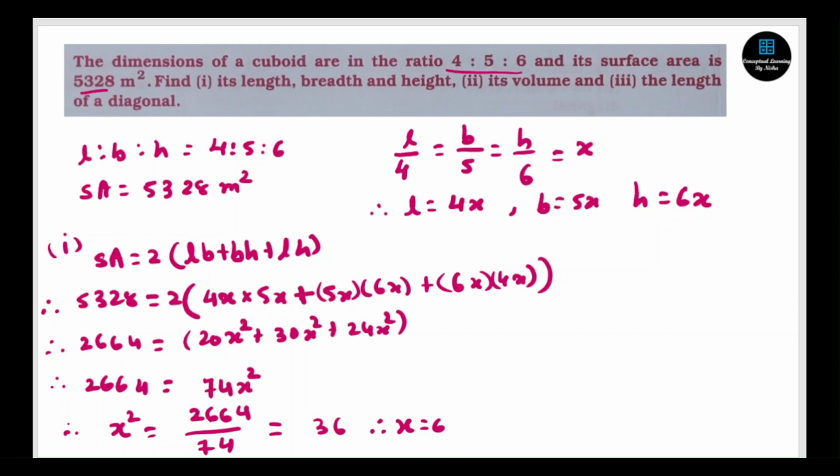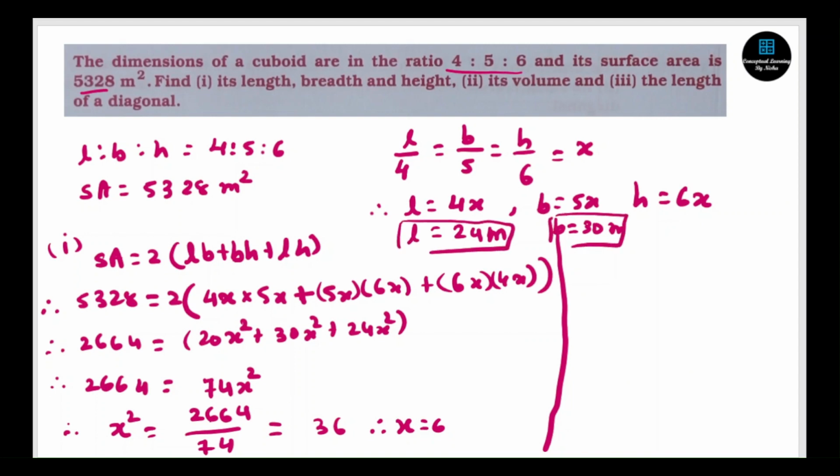Alright, so once I get this value, I can find the length, breadth and height now. So when I substitute it here, I'll get length is equal to 4 into 6, 24 meter, okay. Breadth equals 5 into 6, which is 30 meter, this is B, this is L, and h is equal to 6 into 6, 36 meter. So we got the first answer for this, okay.